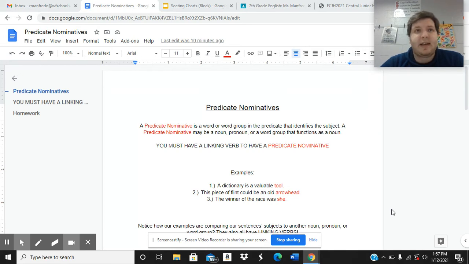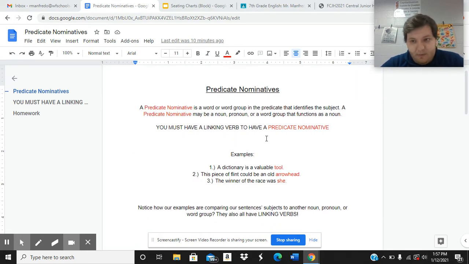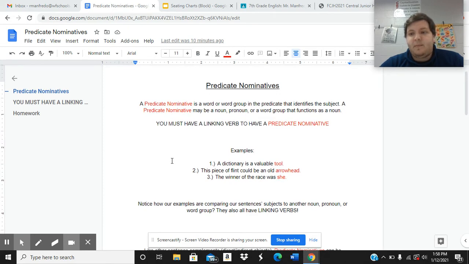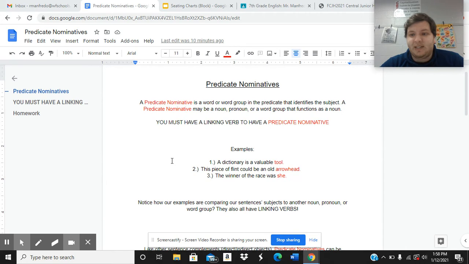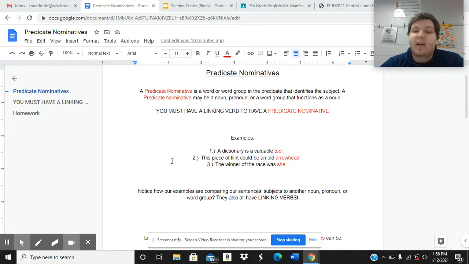So if you had a sentence that said, Mr. Manfredo is a teacher, the word teacher is a predicate nominative because that's a noun, it's in the predicate, and we are using a linking verb to connect our subject with that noun. Obviously, in all caps here, Mr. Manfredo put, you must have a linking verb for a predicate nominative. I put that in all caps because eventually we will be quizzing over these sentence complements. The easiest way to eliminate some of those complements from being a possibility of what's in the sentence is by being able to identify if you have an action or a linking verb. So just keep that in mind.